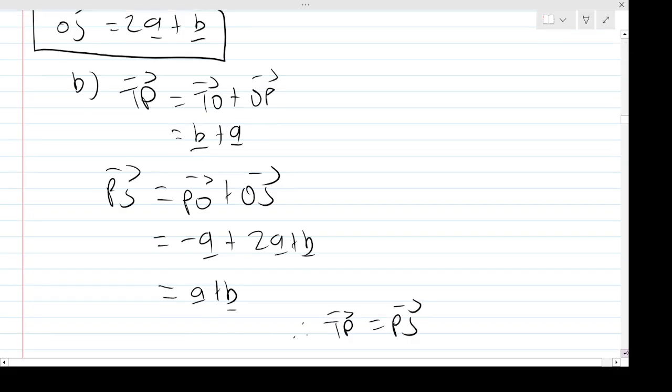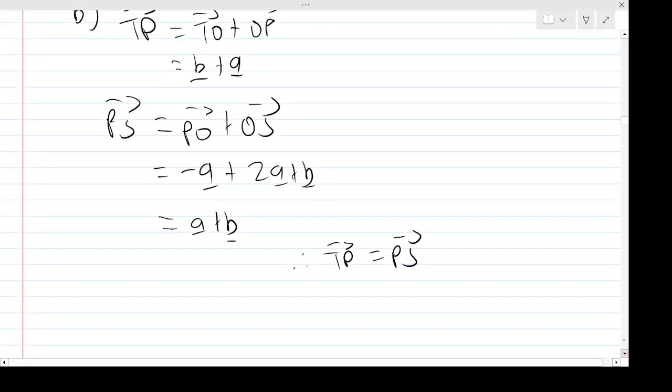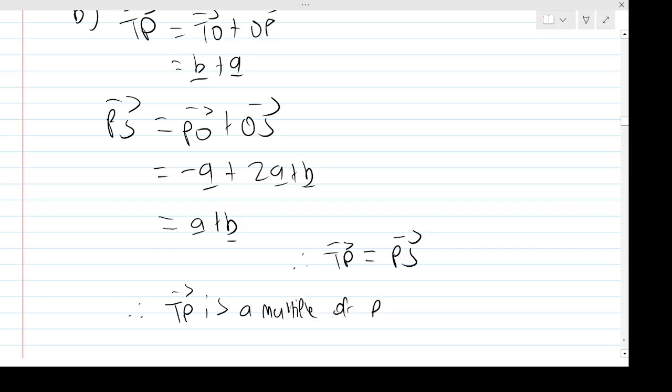So that means they're multiples of each other. Well, actually, they're a multiple of 1, technically. It's 1 lots of PS, but it's still a multiple. So therefore, T to P is a multiple of PS.